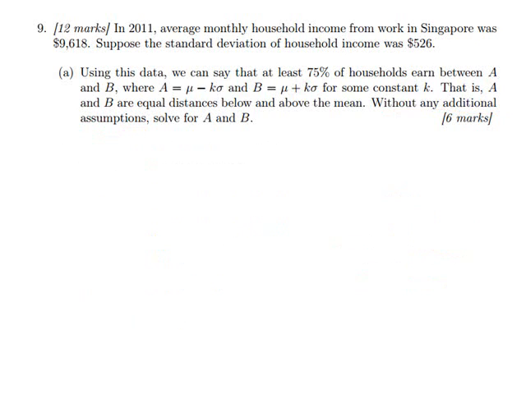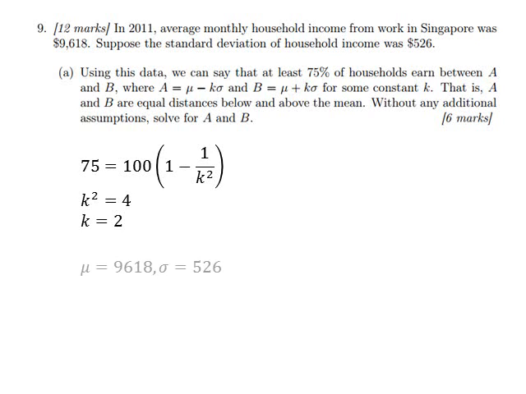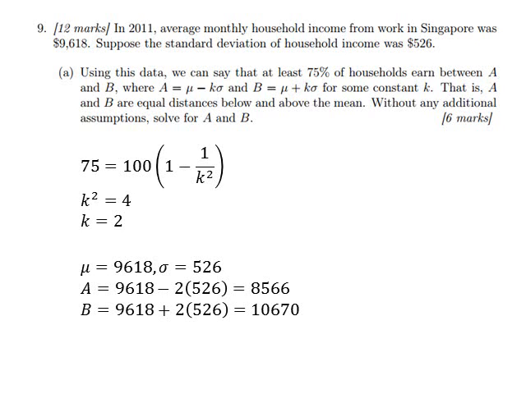So 75% means that 75 equals 100 times 1 minus 1 over K squared, and we solve for the value of K. This is just some algebraic manipulation. We get K squared equals 4. Take the square root, K equals 2. We reject the K equals minus 2 solution. So we have the mean 9618, the standard deviation 526, and the value of K. We can now solve for A and B. Just plug in the values. We get A equals 9618 minus 2 times 526 equals 8566. And doing likewise, we find that B equals 10670.